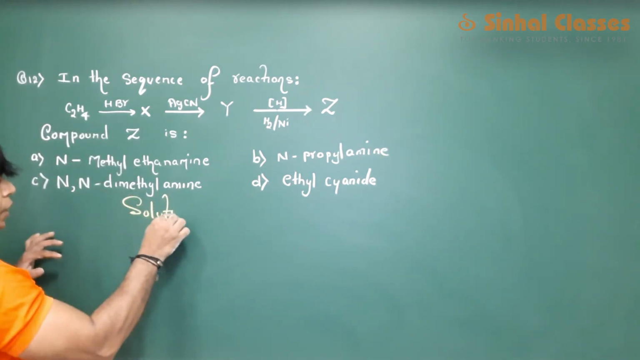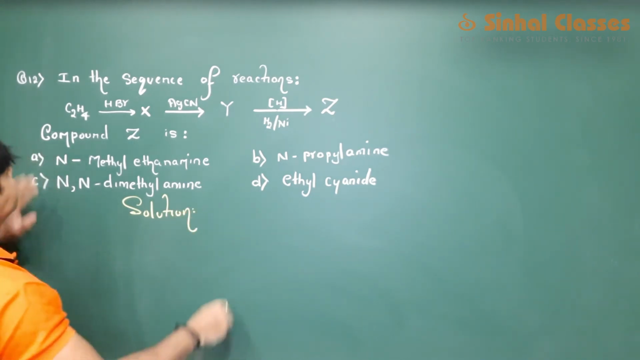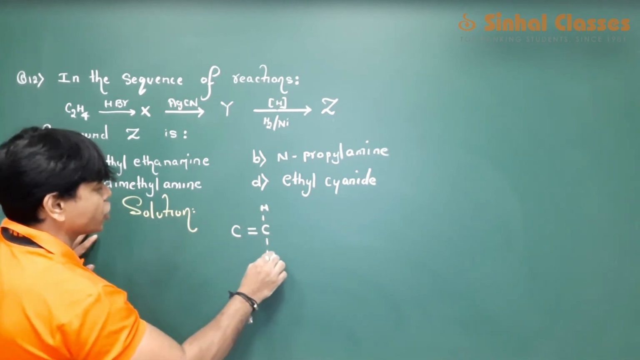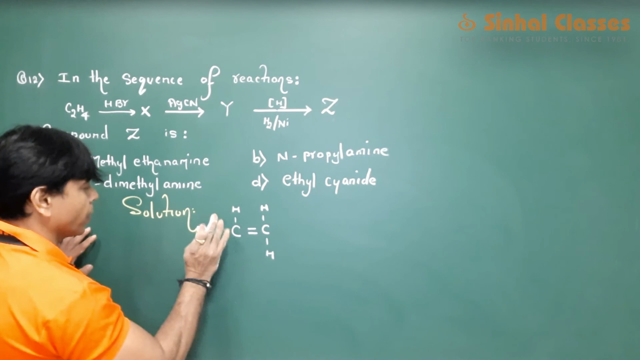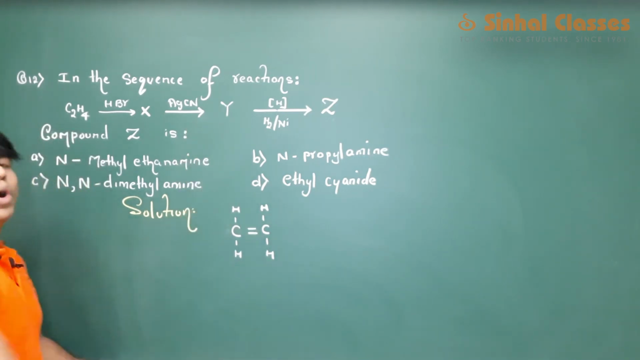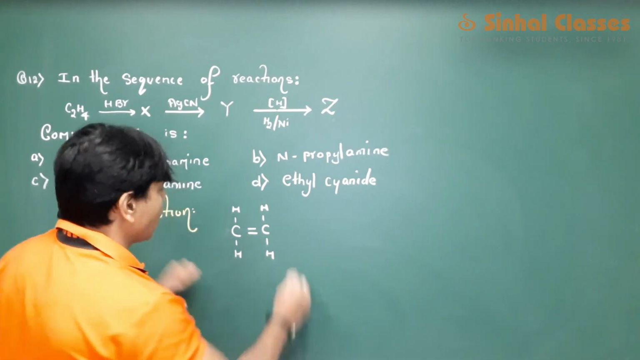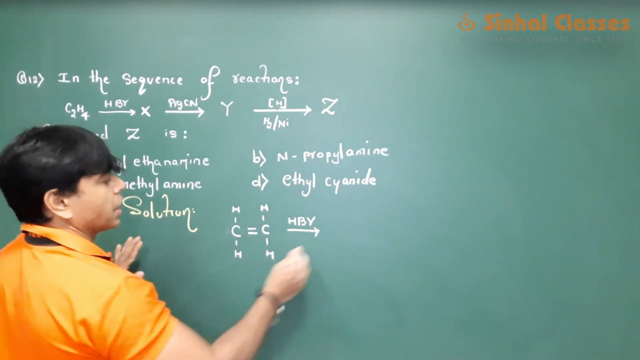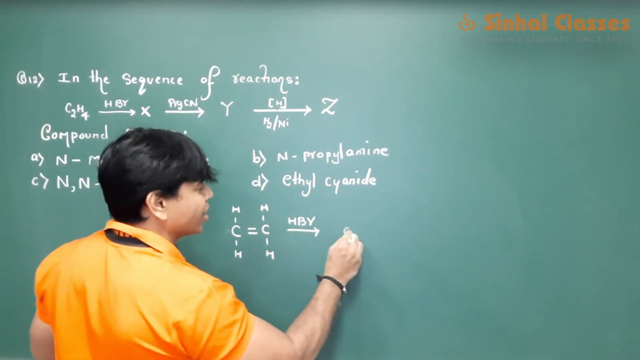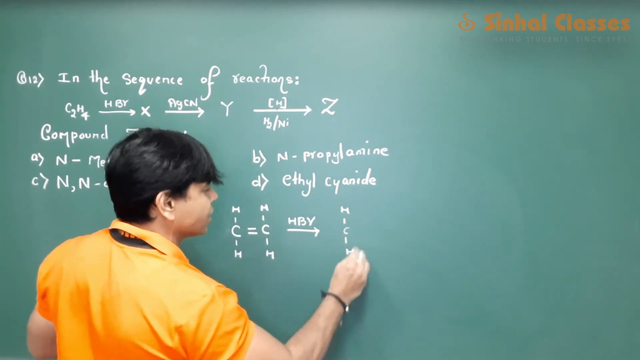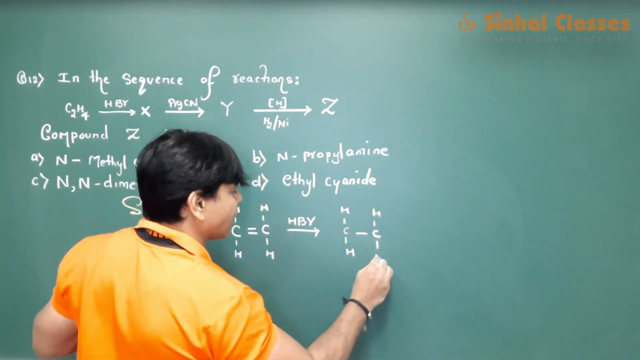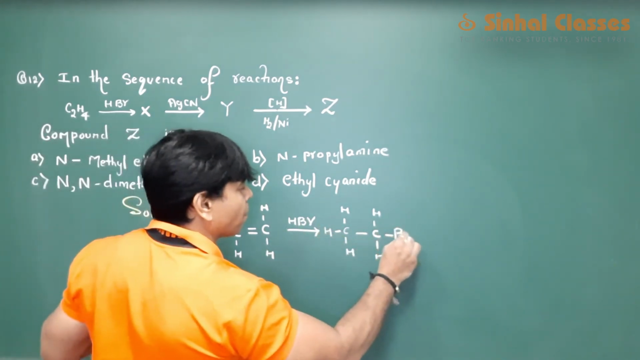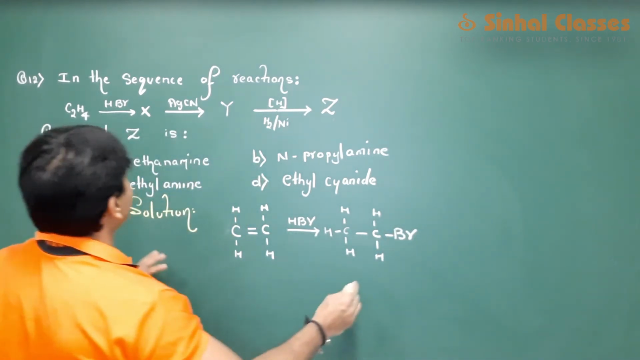Solution. First we start with ethene, C2H4. Now this ethene is treated with HBr, giving you X. So the pi bond will break. When the pi bond breaks, one valency of each carbon becomes free. So at one place H will go, at the other Br. So you get ethyl bromide as your X.